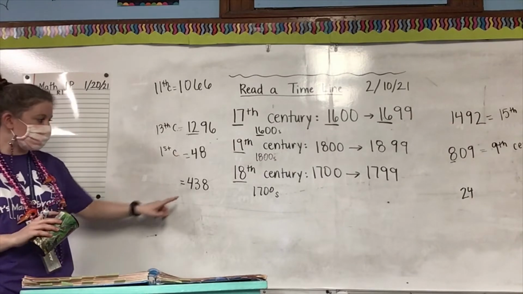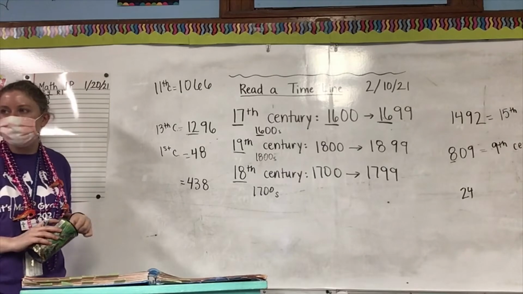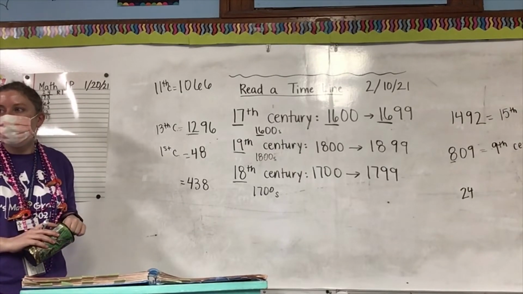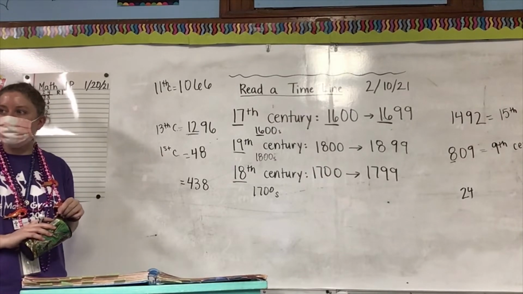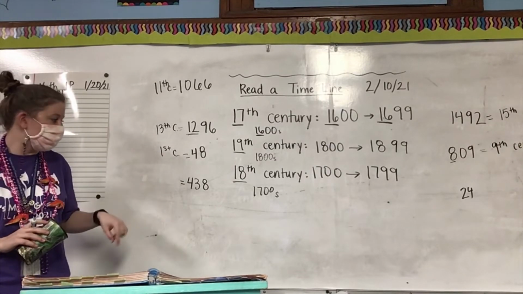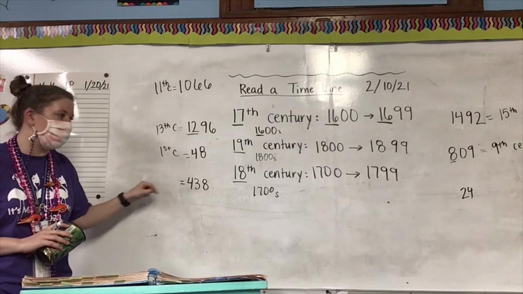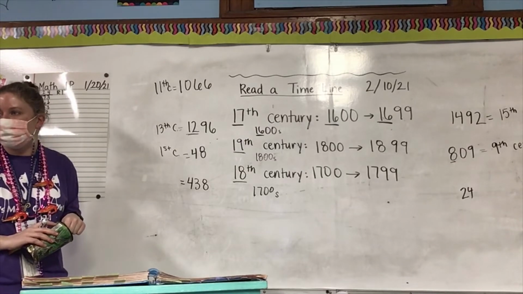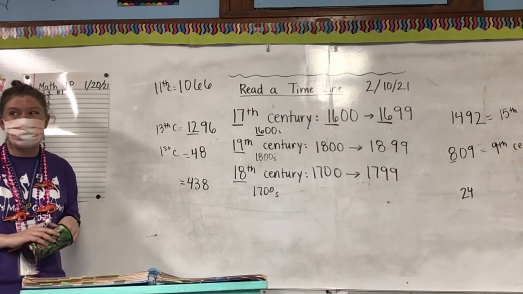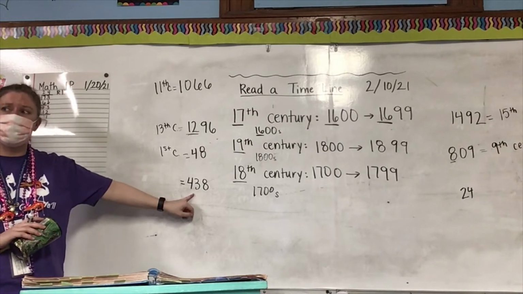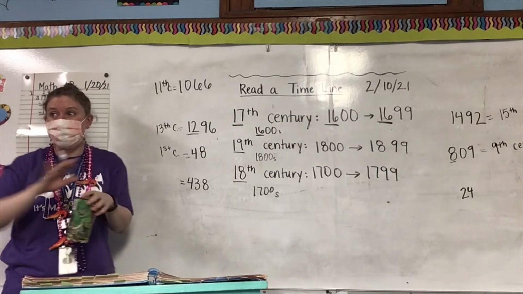Ethan, what century did the year 438 happen in? How many digits is it? How many digits is that year? 3, which means we do what? Do we add 1 to the first digit? Do we add 1 to the first 2 digits? Or did it happen in the 1st century? The 1st century is only the year 1 to 99. Did this happen between the year 1 and the year 99? If it's 1 or 2 digits, see, this is what happens when you're not listening when other people are answering.